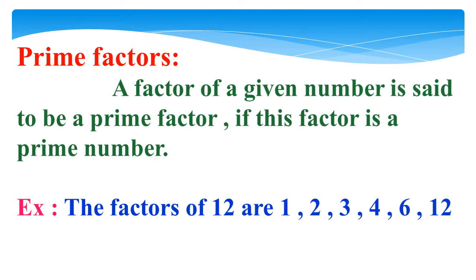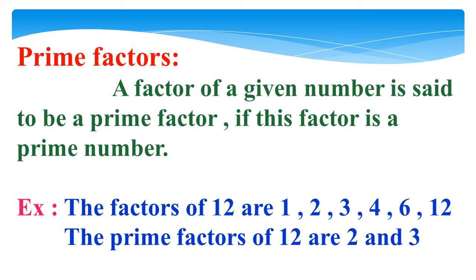The factors of 12 are 1, 2, 3, 4, 6 and 12. Here 1 is neither prime nor composite number. 2 and 3 are prime numbers. 4, 6, 12 are composite numbers. So, the prime factors of 12 are 2 and 3 only.